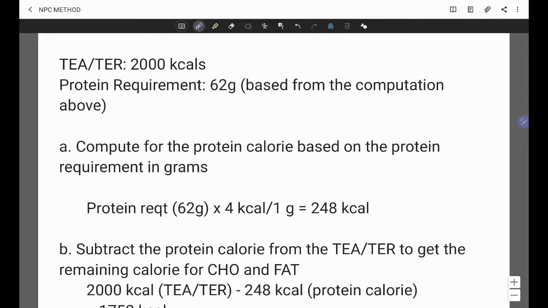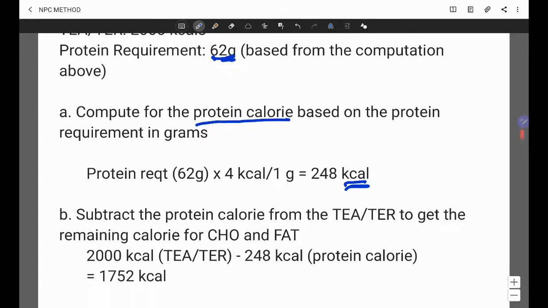Our protein requirement is 62. Now we are going to multiply it by 4 kilocalories, because 1 gram of protein is equivalent to 4 kilocalories. So we are going to get the protein calorie. That's why it has to be in kilocalories, right? So your protein requirement multiplied by the energy yield of protein per 1 gram would give us 248 kilocalories.